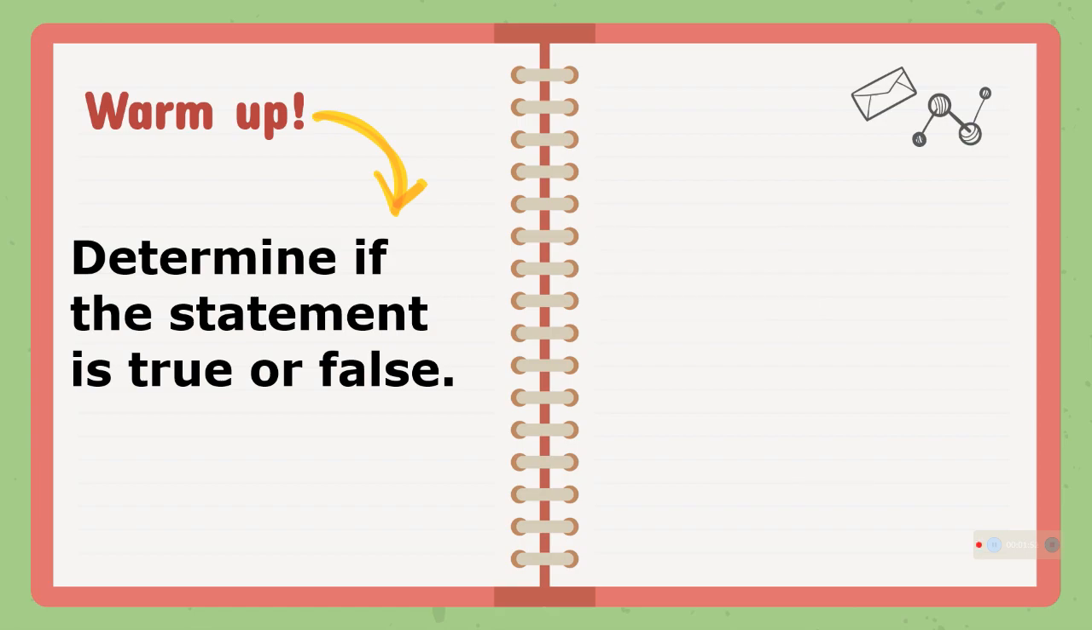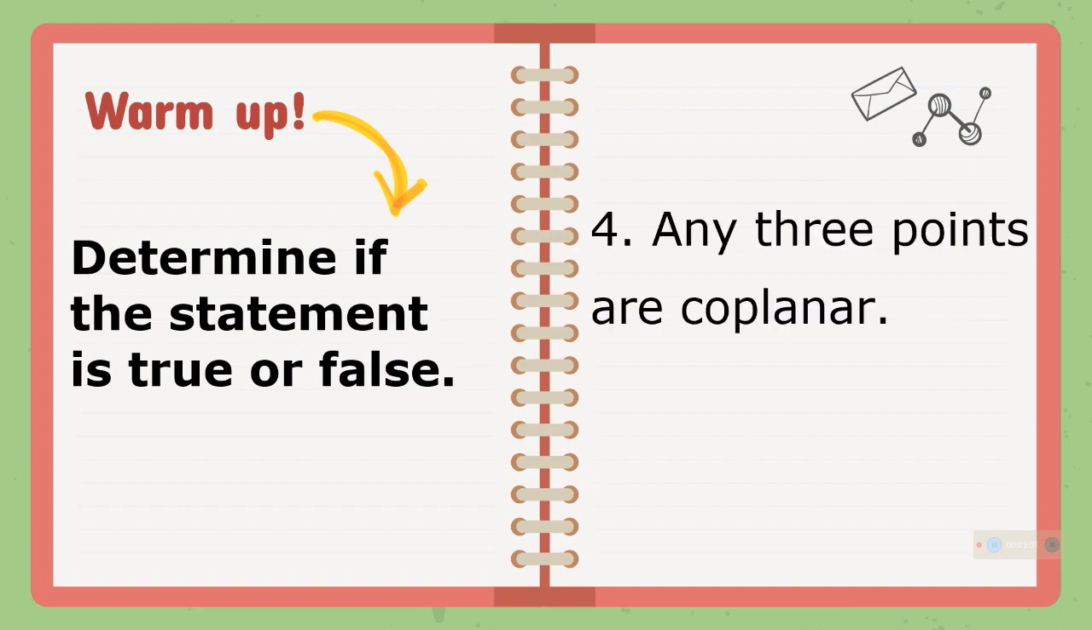Next, let's have number 4. We have: any 3 points are coplanar. Is it true or false? Your answer here is true, correct. Because those 3 points can be seen in only one plane. When we say coplanar points, these are the points that lie on the same plane.